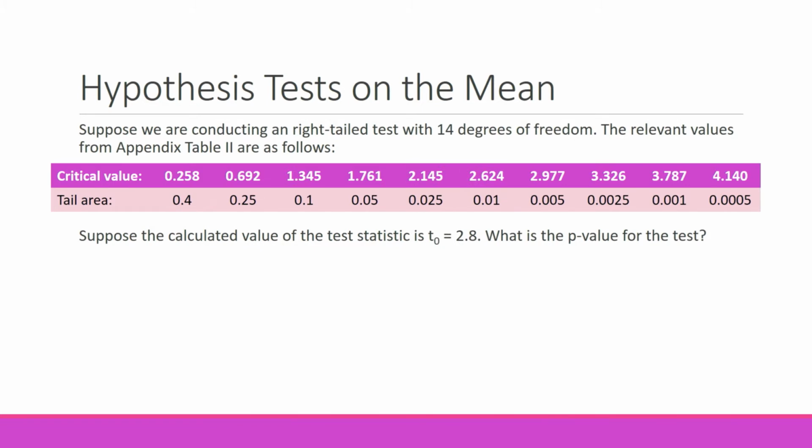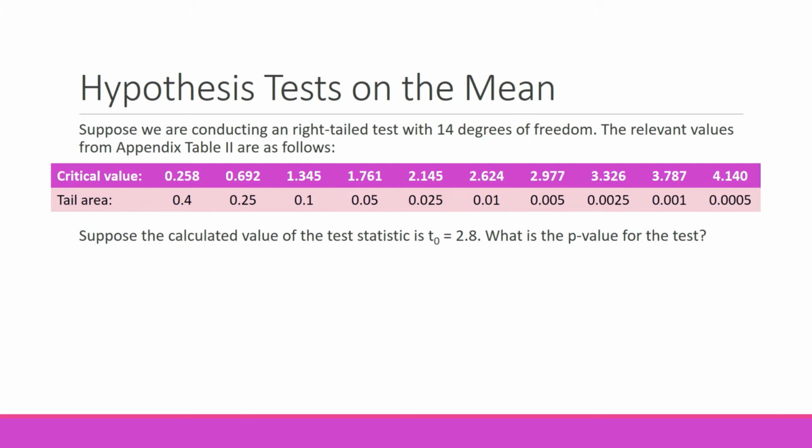All right, so for example, suppose we are conducting a right-tailed test with 14 degrees of freedom. That would have meant, if you're working backwards, that our sample size would have been 15. So the row in our t-table that corresponds to 14 degrees of freedom is given here on the slide. So suppose our test statistic value is calculated to be 2.8. Well, what would be the p-value for this test?